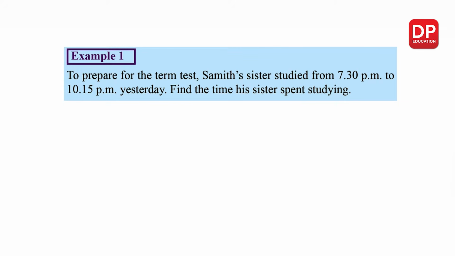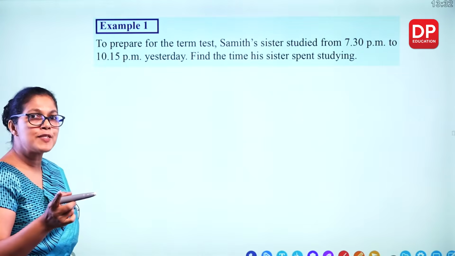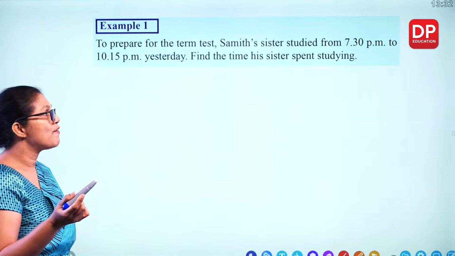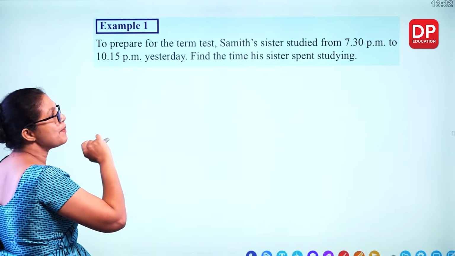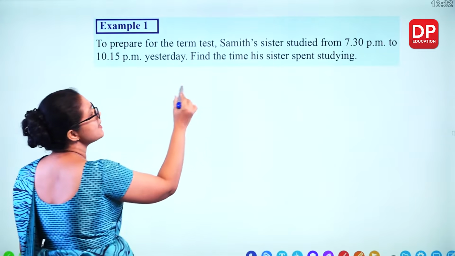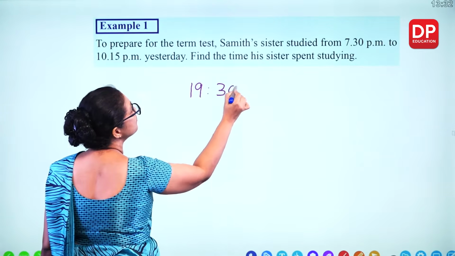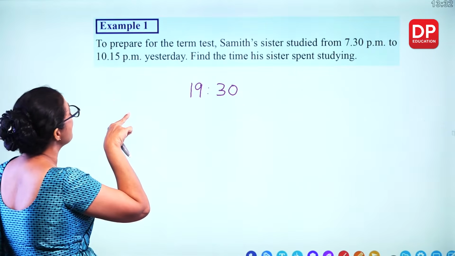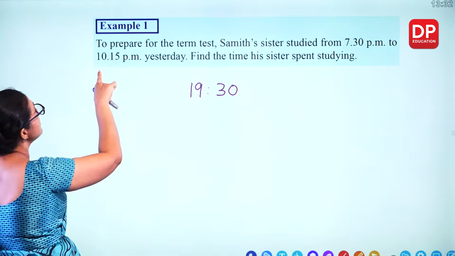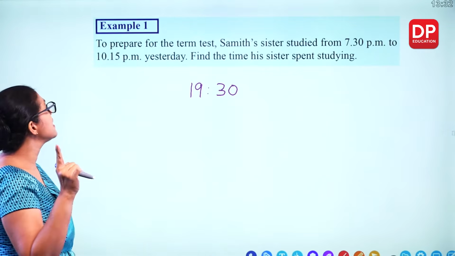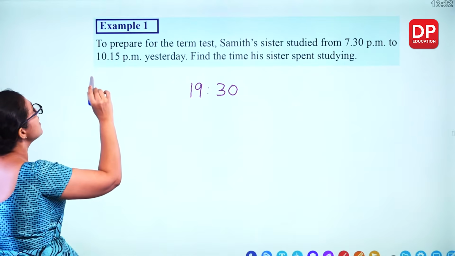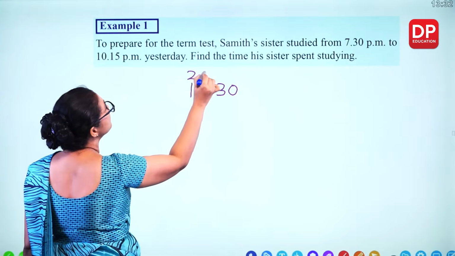Example number 1. To prepare for the term test, Samit's sister studied from 7:30 p.m. to 10:15 p.m. yesterday. Find the time his sister spent studying. When you want elapsed time, it's better to convert to the 24-hour clock. 7:30 p.m. means 7 plus 12, you get 19:30. That's the starting time. And end time 10:15 means add 12 to that, you get 22:15.